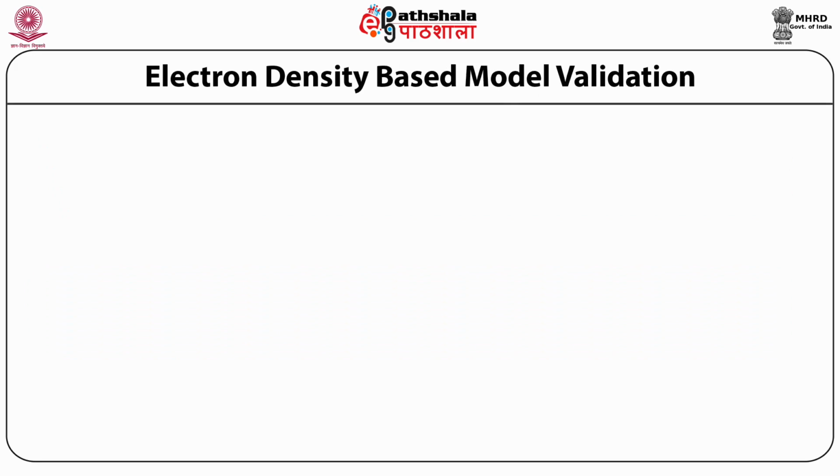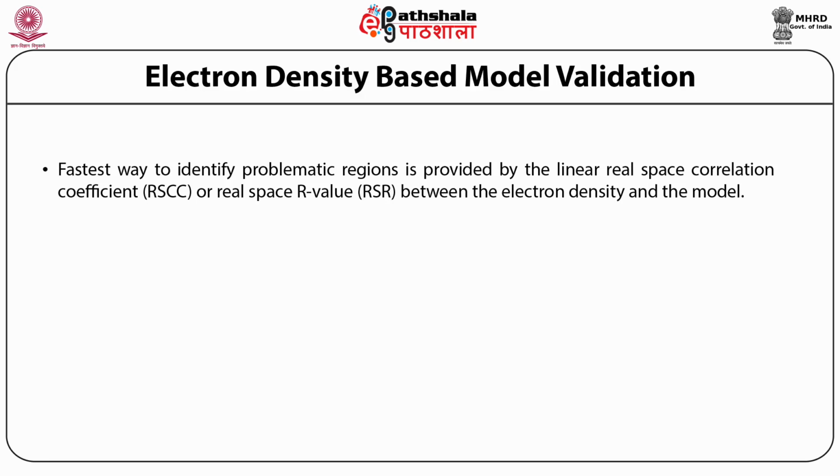The electron density based model validation is the ultimate evidence a crystallographer provides. The inclusion of local fit of electron density in the validation process is the direct means of obtaining an accurate picture of the quality of the model at any region. The fastest way to identify the problematic regions is by using the linear real space correlation coefficient, generally termed RSCC, or by using the real space R value, termed RSR, between the electron density and the model.